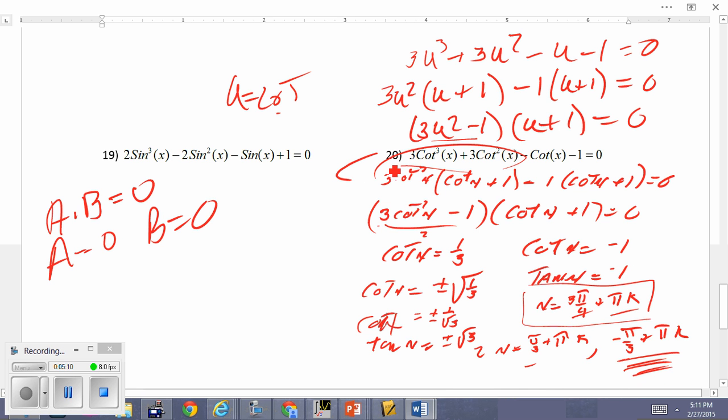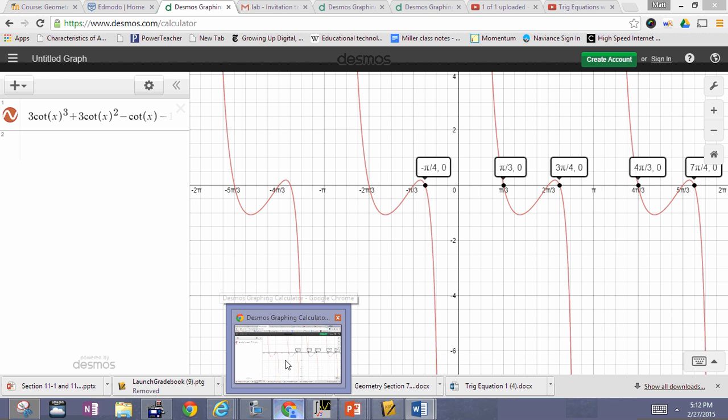So this number 20, this cubic expression, has 3 hits per cycle, which is at pi over 3, negative pi over 3, and 3 pi over 4. They're all with the pi k, which means the period's been unadjusted. This shouldn't be of any surprise since there's no coefficient of x up there. So now let's take a look at that from the graphical perspective to validate that those are the answers. We're going to go to Desmos.